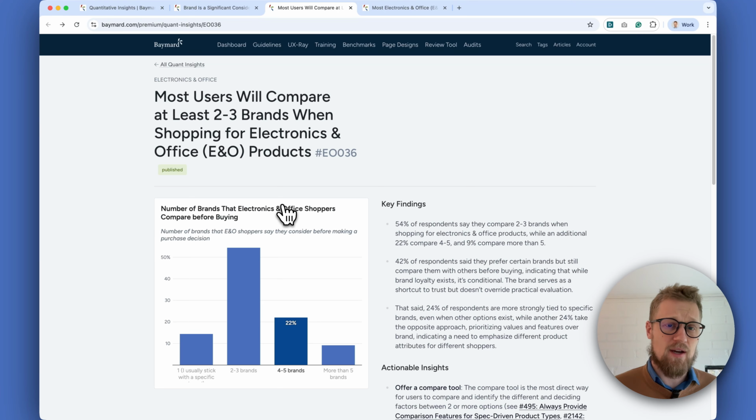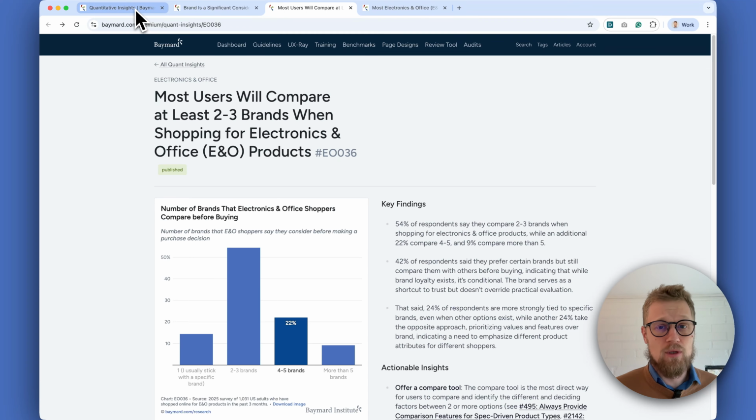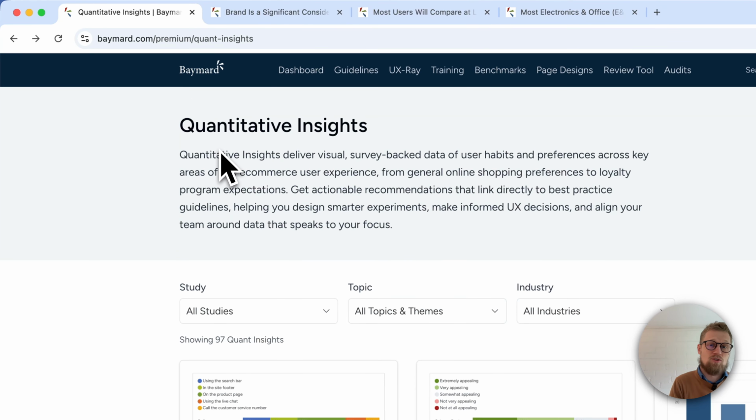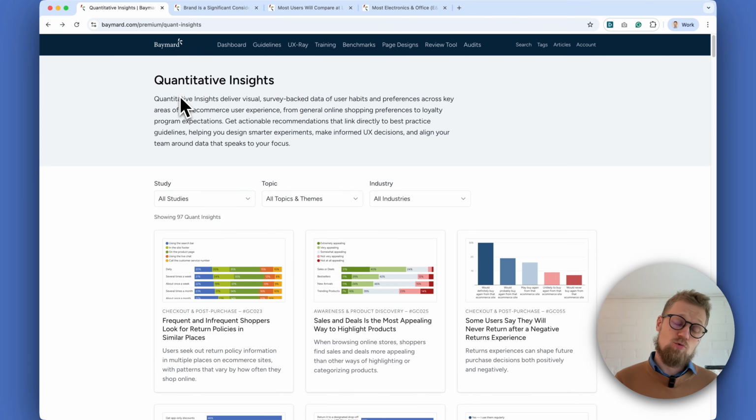So we think these Quant Insights are a very natural extension of our existing research catalog. They really help answer what the high-level user behavior and preferences are, which is often very good in stakeholder management. They would want to know, so you say we should improve our brand filters, but why? How many of our users are actually interested in that when looking for electronic products? Now you have the answers for that and can make more qualified UX and roadmap decisions, along with hopefully better stakeholder management.